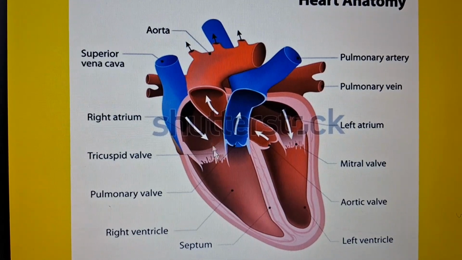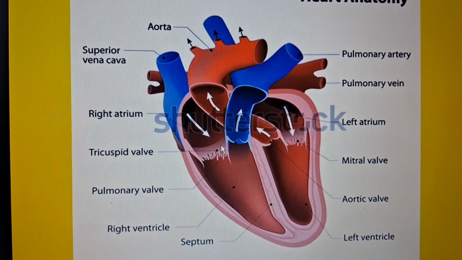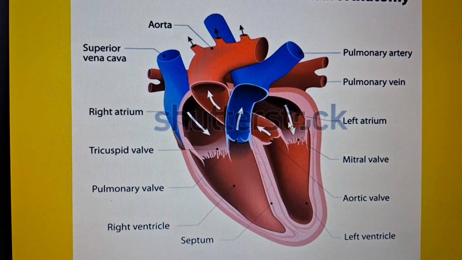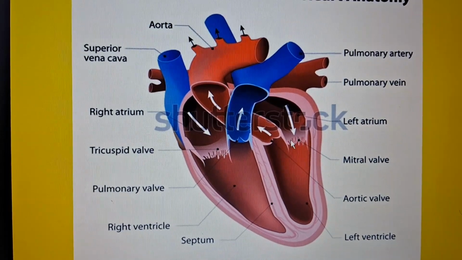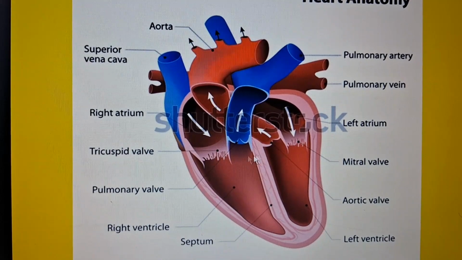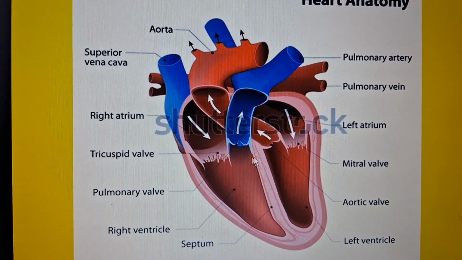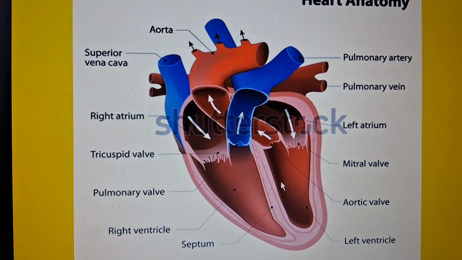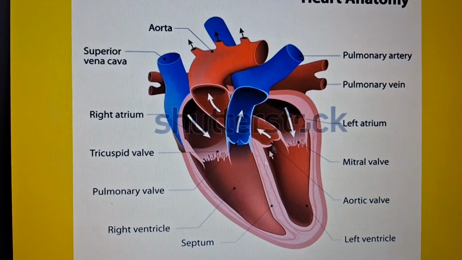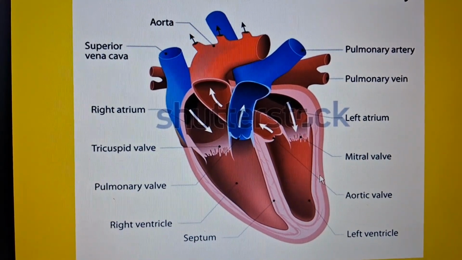Now in between the right atrium and right ventricle, there is a septum which consists of a valve called the tricuspid valve. Now between the left atrium and the left ventricle, there is a bicuspid valve or mitral valve. Now between the ventricles of the right and the left, there is a septum. This is the septum. So these are the 4 chambers of the heart: 2 upper chambers and 2 lower chambers.